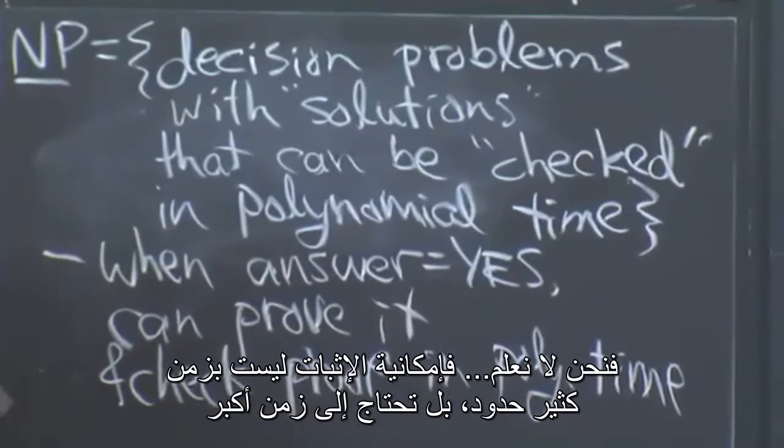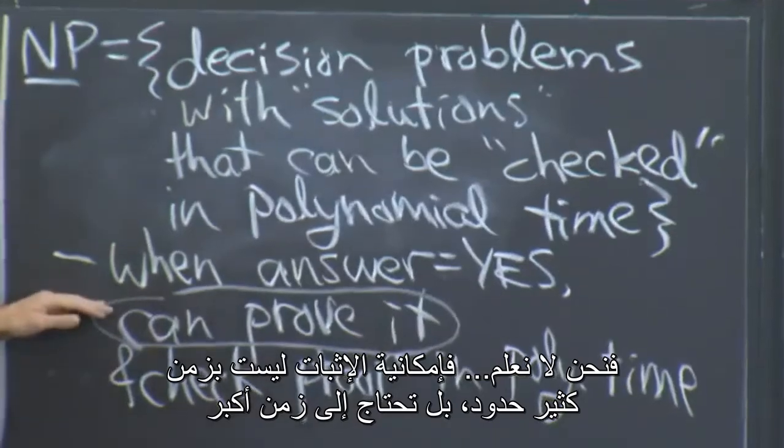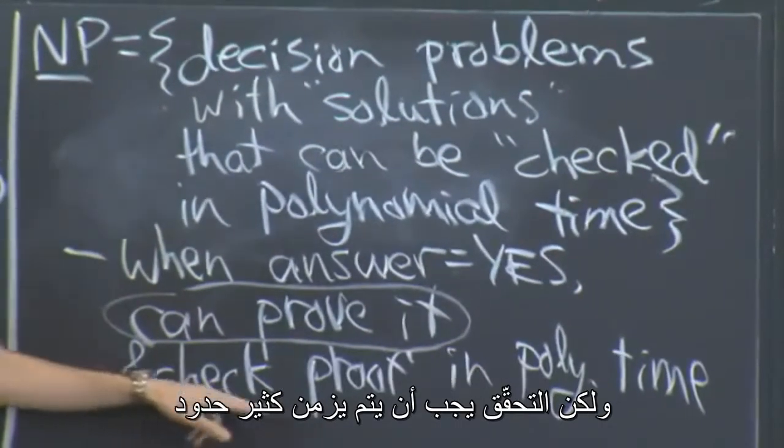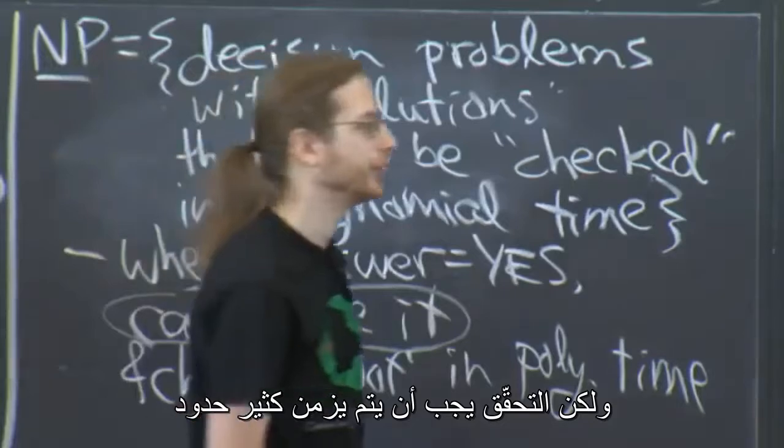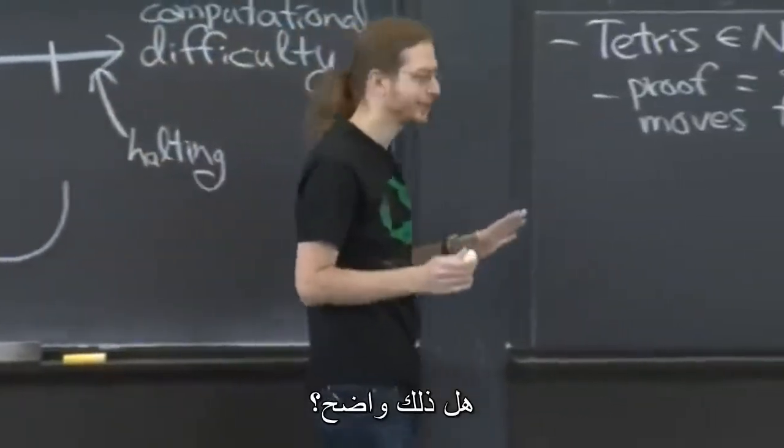We don't know how to prove it. This is not in polynomial time. You get arbitrarily much time to prove it. But then the check has to happen in polynomial time. Kind of clear?